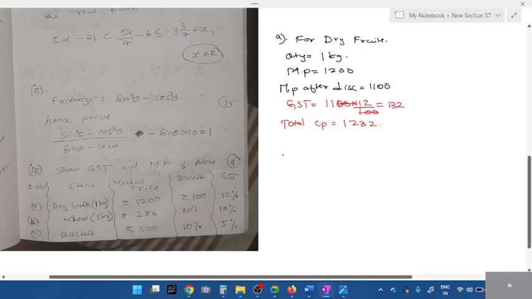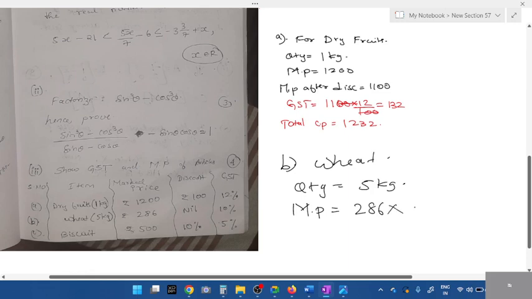Next, B, for wheat. For wheat, what's the quantity given? This time the quantity is 5 kgs. What's the mark price, students? What did you do? How much is each kg? 286 into 5. All of you, 286 into 5. This is how you have to calculate. They didn't mention it in detail here, but this is the meaning. For 1 kg, it is 286. For 5 kgs, you have to calculate. Mark price per kg. All these are kg values.